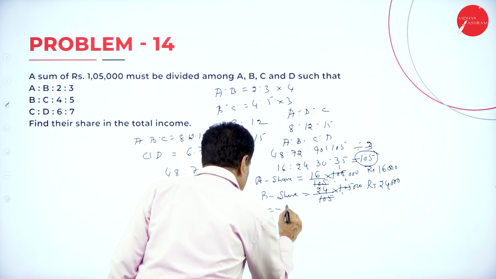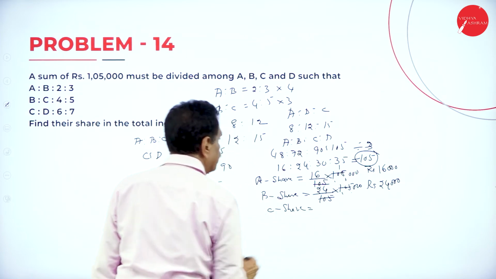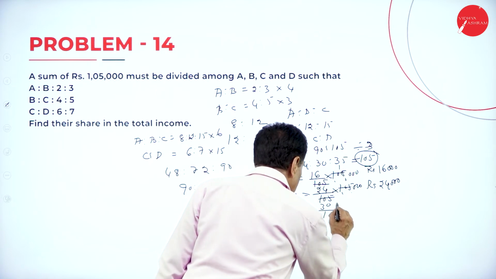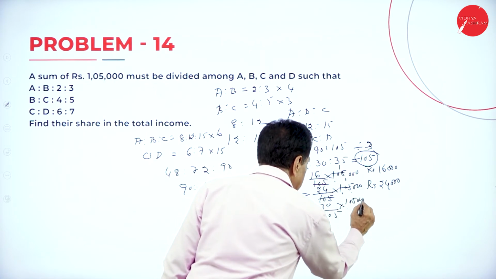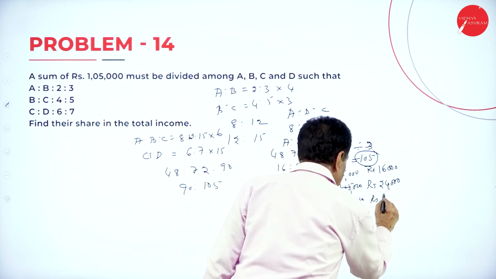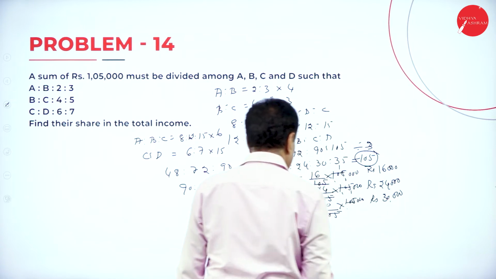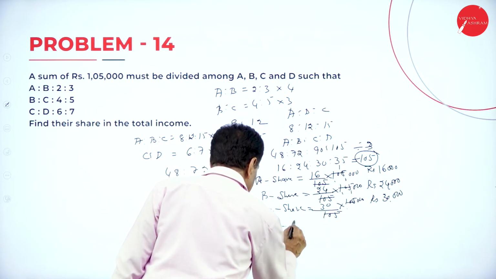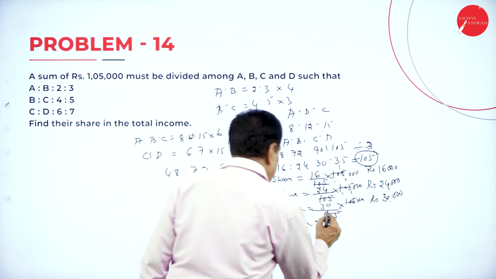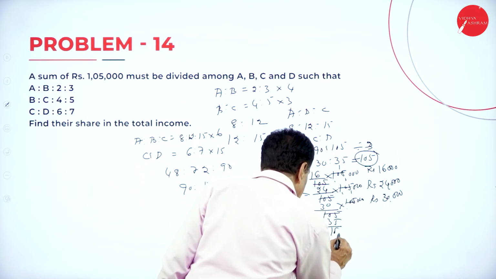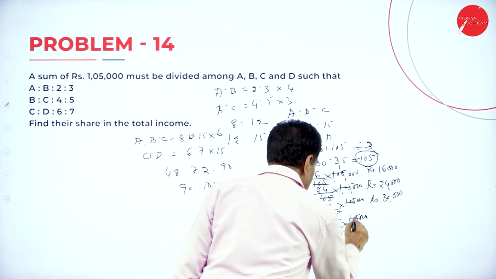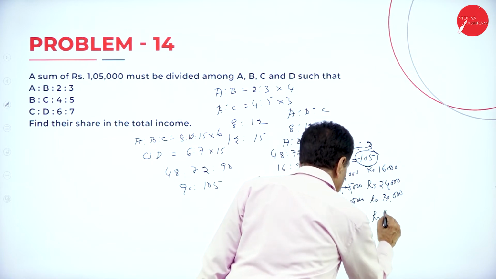C share: 30 divided by 105 into 1,05,000. Ones are 30,000. D share, it is 35 divided by 105 into 1,05,000. Ones are 35,000.